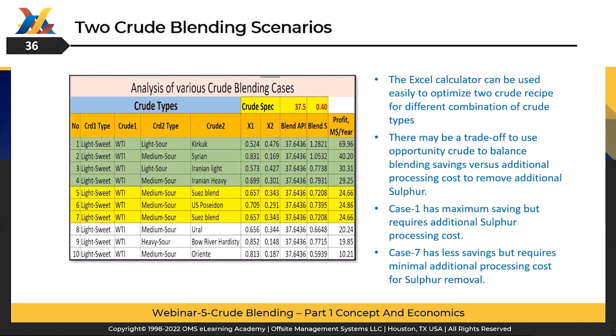Now, we don't meet the sulfur spec, as you can see on this table. Refinery needs 0.4, but it meets the spec for the API. So this is the trade-off between the money saved from the crude blending of heavy sour or light sour crude, versus the processing of additional sulfur in the refinery.